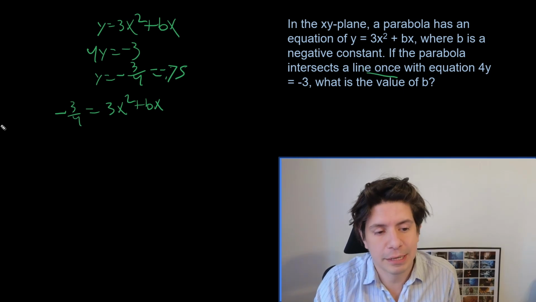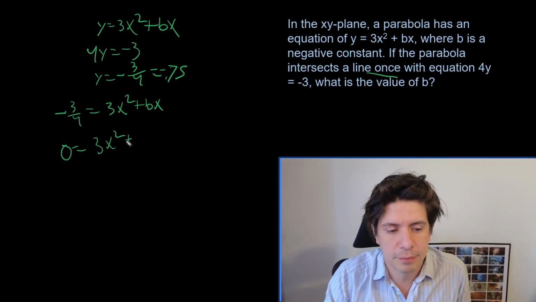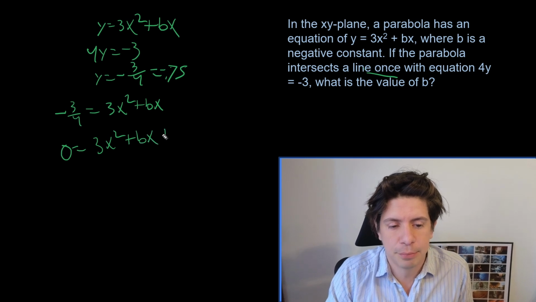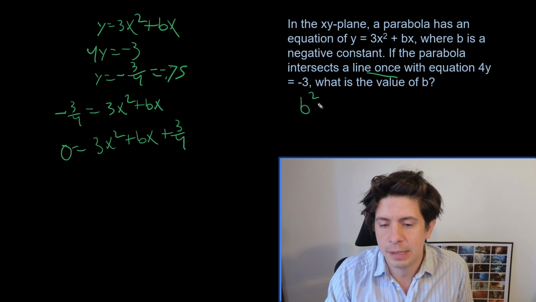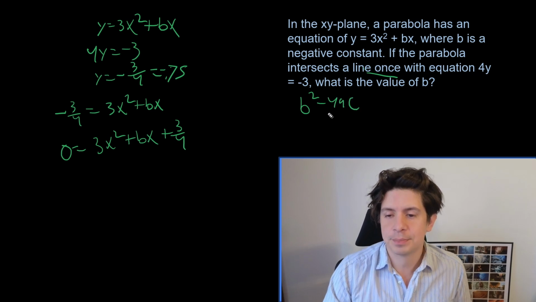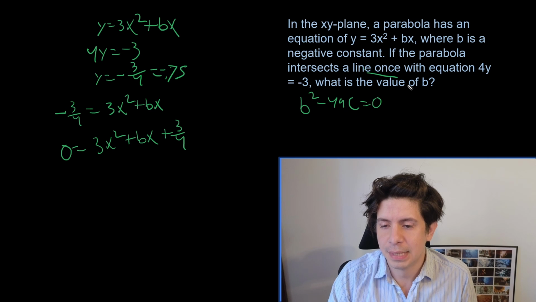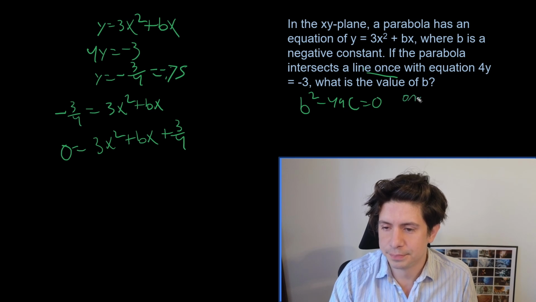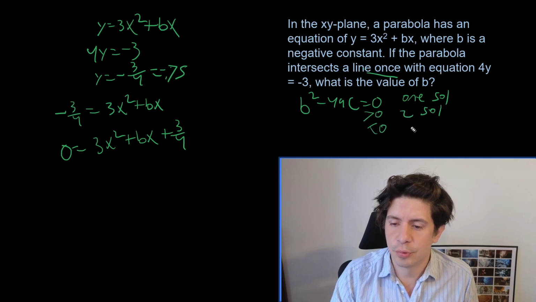So now we're going to move the negative 3/4 over, and we're going to get 0 equals 3x squared plus bx plus 3/4. And we're going to use that equation I mentioned, b squared minus 4ac, because that tells us how many solutions there are. If this equals 0, then one solution. If it is greater than 0, two solutions. And if it is less than 0, no solutions.